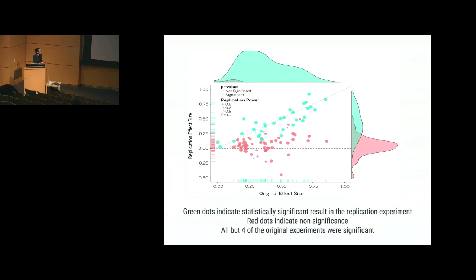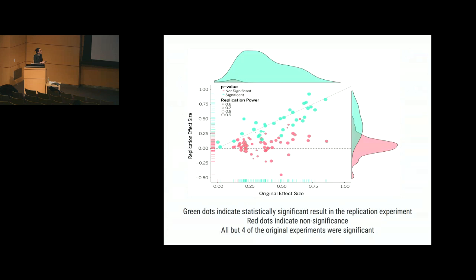On the x-axis, you see the original effect size. So if you look at this plot, it's clustered around here, right? And then this is the replication effect size, and you can see that it's around zero. The green dots show the statistically significant result in the replication experiment, and red dots show the non-significant. And also, as you can imagine, if they were in agreement, they would lie mostly on this line here.